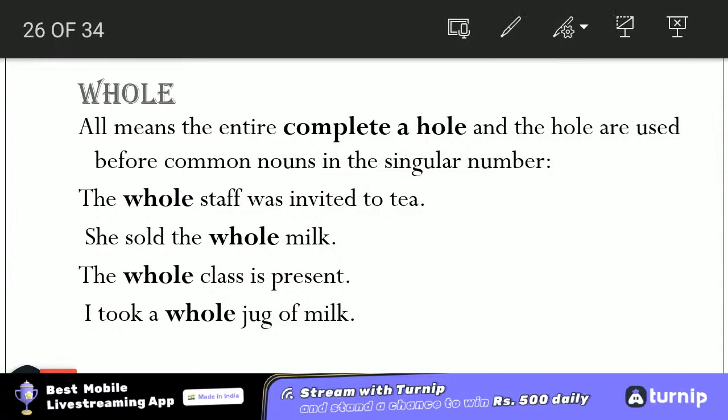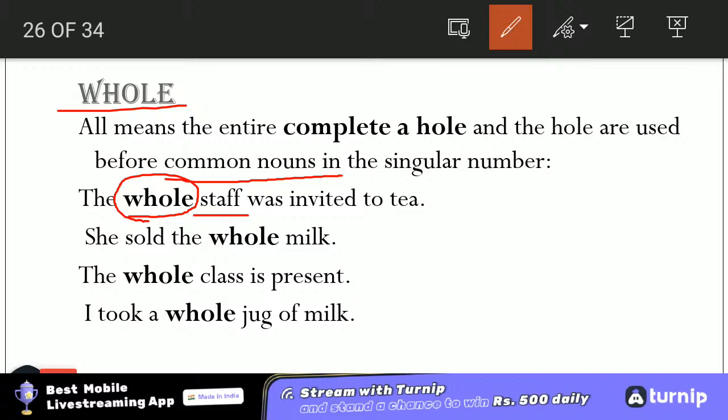Now, whole. Whole means the entire complete set, a whole. It is basically used before common nouns. I hope you all know what common nouns are: doctor, engineer, where we cannot specify a particular one. We use whole. For example, staff. The whole staff was invited to the tea. सबको. When we are talking about a complete category.